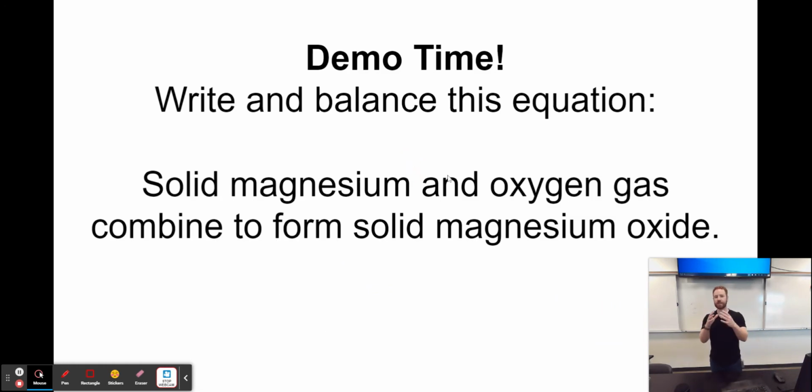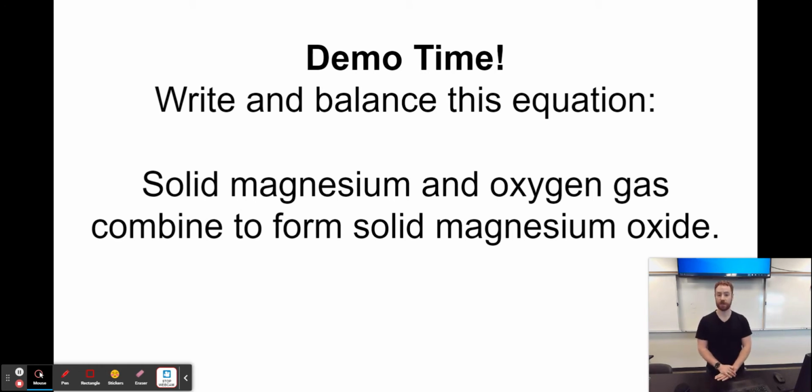For each of the different 5 types of chemical reactions, I'm going to give you an example reaction, and give you some time to write it and balance it so that we're getting practice on writing and balancing equations in addition to learning the types of reactions. Also, for those of you who are coming into school and I will see you in person, I'm also going to demo each of these different 5 types of reactions.